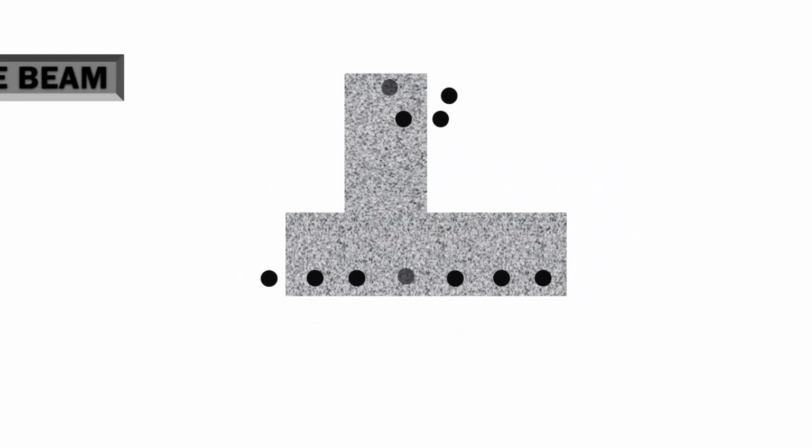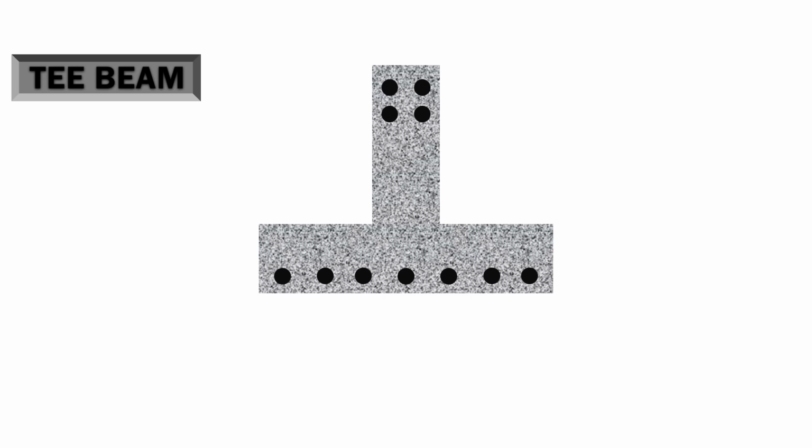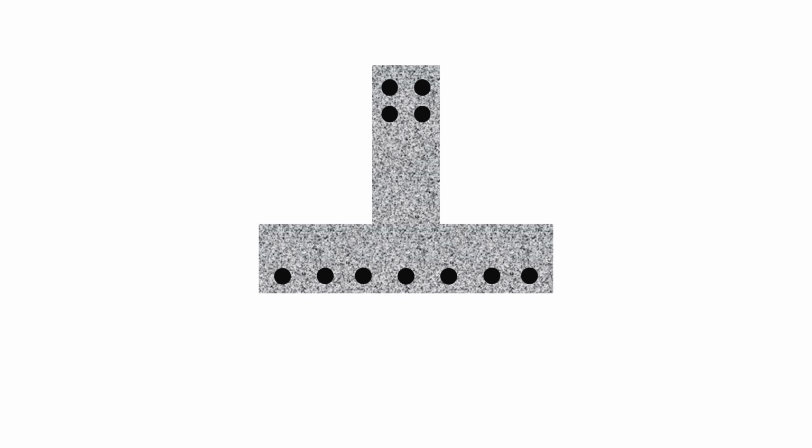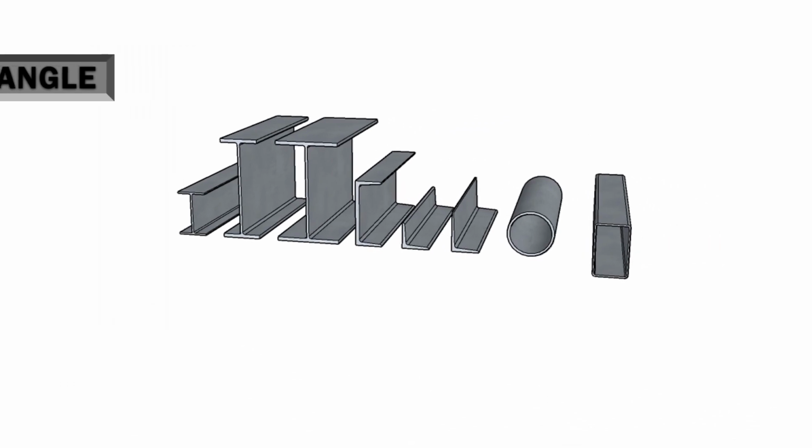T-beams. T-beams have a T-shaped cross-section, with a horizontal flange and a vertical web. These beams are commonly used in the construction of floor slabs and bridges, where the flange provides a wider surface for load distribution. L-beams or angle beams.